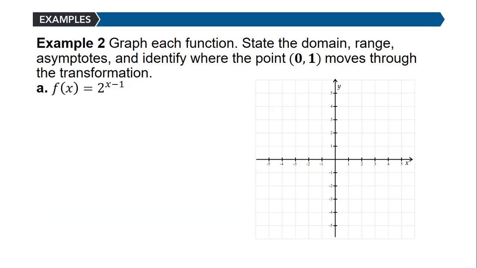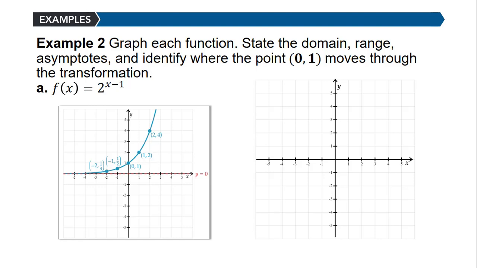In this example, we want to graph the function, and we're going to state the domain, range, asymptotes, and identify where the point 0, 1 moves through the transformation. The function we want to graph is f of x equals 2 to the x minus 1. So this is a transformation of y is equal to 2 to the x, and because the change occurs to the variable x, this is going to be a shifting left or right. And in this case, remember, we can set that x minus 1 equal to 0 to find that we get x equals 1. So this is going to shift the graph of 2 to the x right 1 unit.